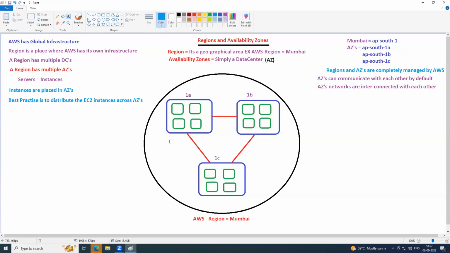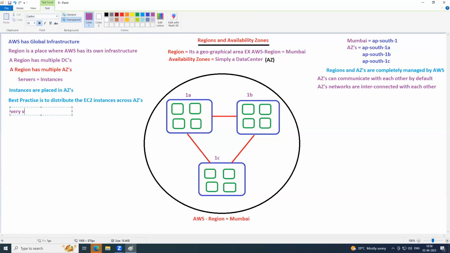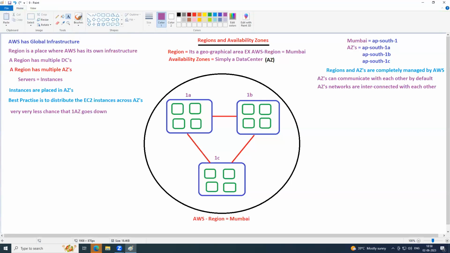Okay, good. Chitti, is there any chance that the 1A availability zone will go down? No, I said very, very little chance that one availability zone goes down. Why? Unfortunately, power went off earlier, but now let's see.